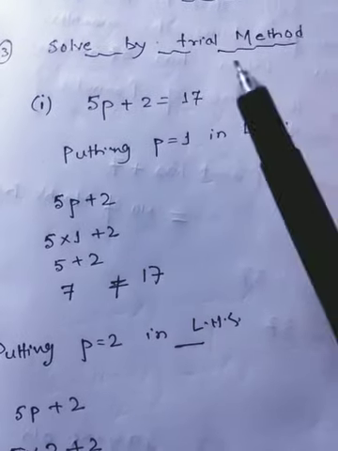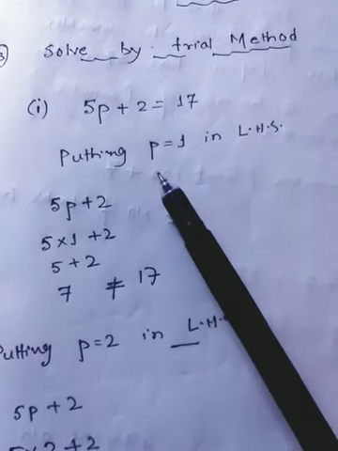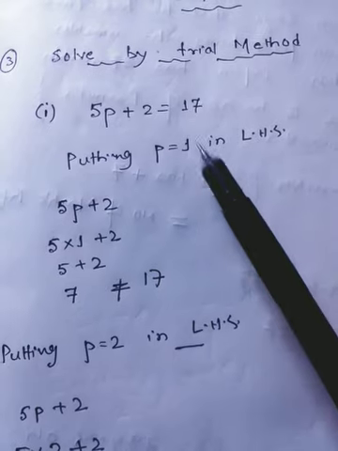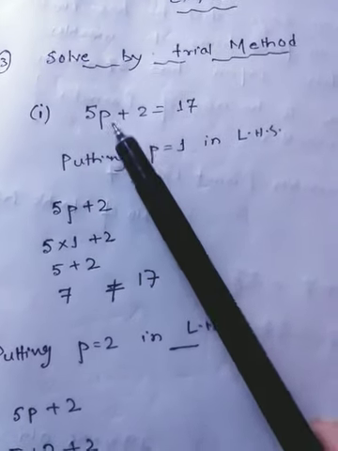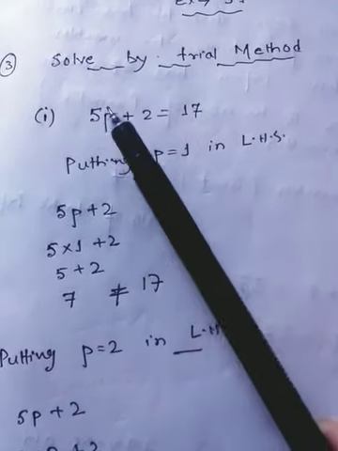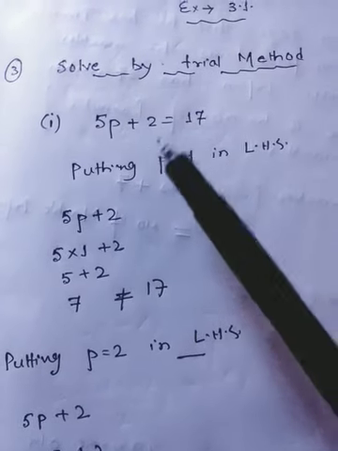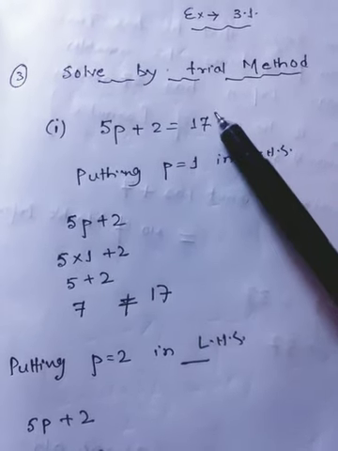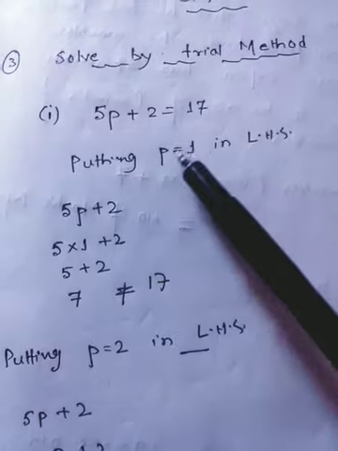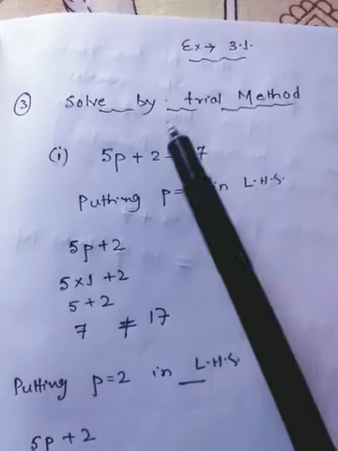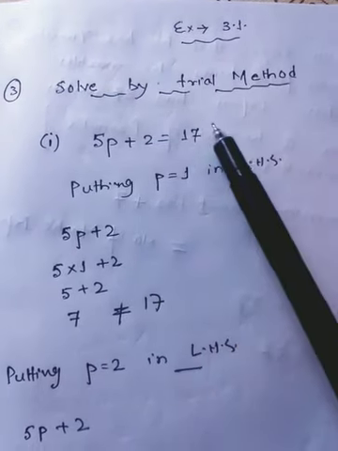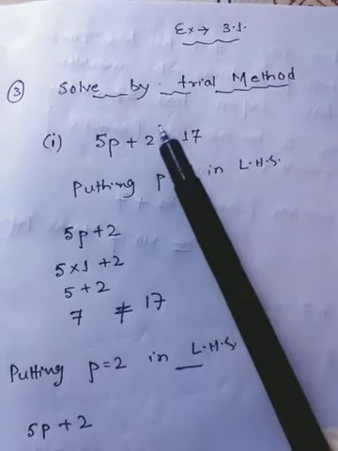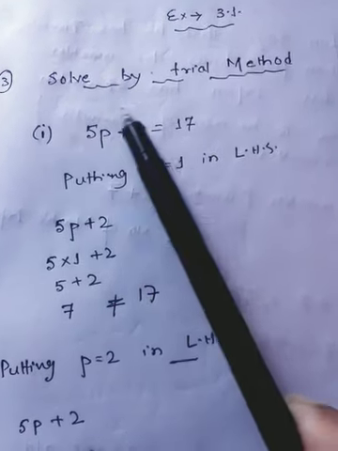Now the first thing that you have to take is that the P value should be 1. You will always start with 1, whatever the variable is. If there is x, then you will write x equals 1. If there is y, then you will write y equals 1, and you will check whether you are getting 17 or not. So putting P equals 1 in LHS. See, this whole part is LHS and RHS is 17. So we always have to solve the LHS.